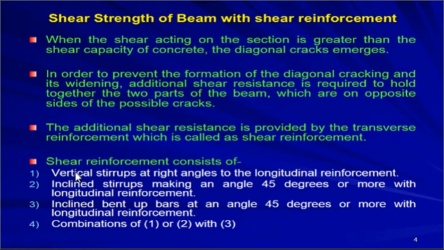Shear reinforcement can be provided using these formats. One is vertical stirrups, which are at right angle to the longitudinal reinforcement. Second, inclined stirrups making an angle of 45 degrees or more with the longitudinal reinforcement. Third, inclined bent up bars at an angle of 45 degrees or more. And the fourth one, a combination of the first or second along with the third. Now the practice of providing inclined stirrups is not there in the field, since there are a lot of complications in working with inclined stirrups, but vertical stirrups is a very common practice.